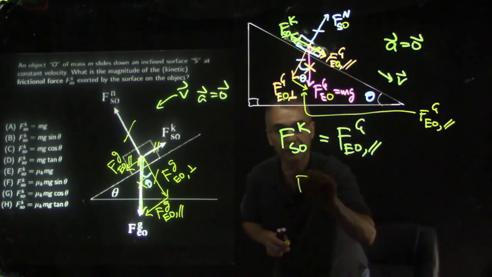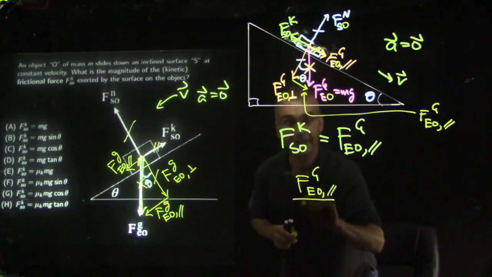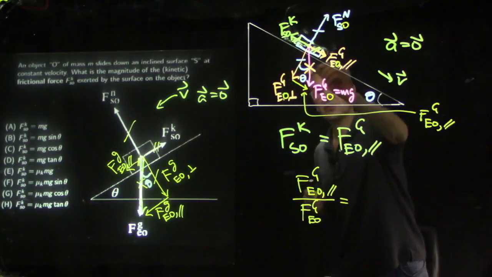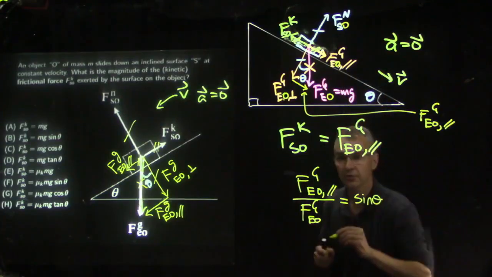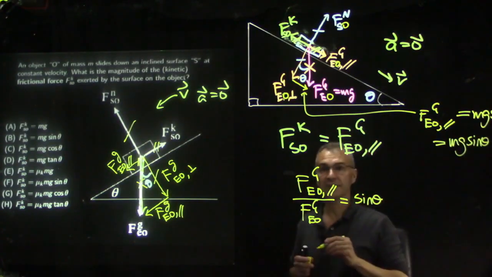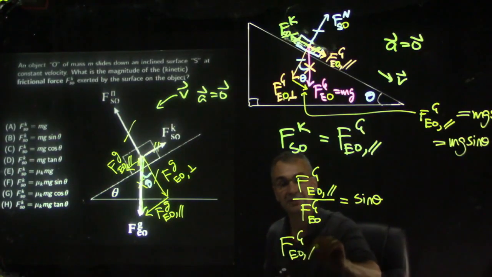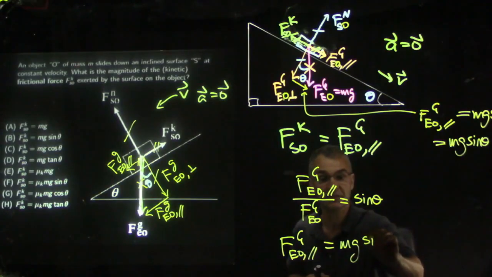And you can notice F gravitational Earth on the object, the parallel component, divided by F gravitational Earth on the object, that is opposite over hypotenuse. So that is sine theta. So in fact, this equals mg sine theta. Okay, so we have F gravitational Earth on the object, the downhill component. The downhill component of Earth's gravitational force on the object is mg sine theta.